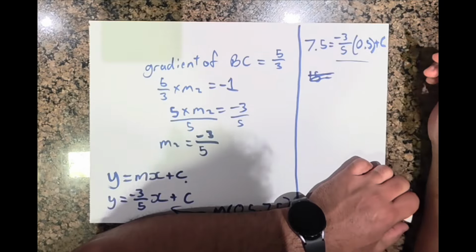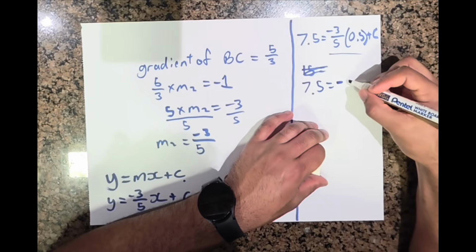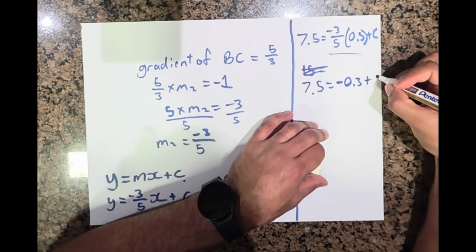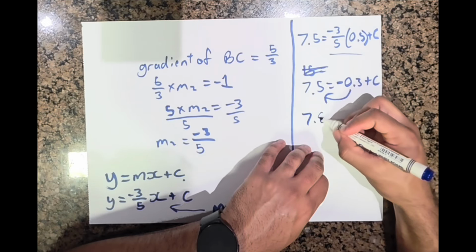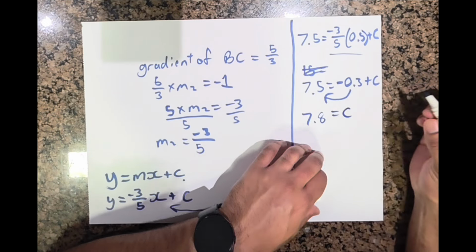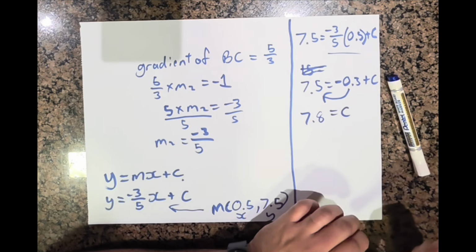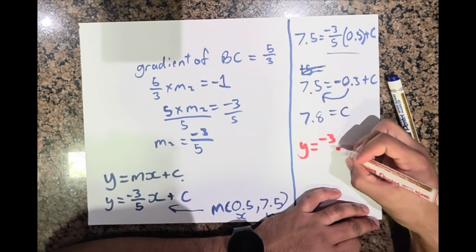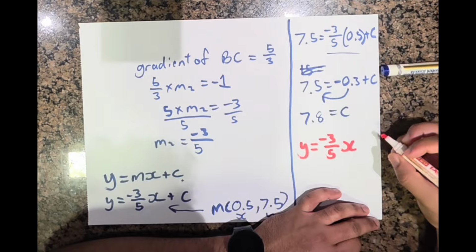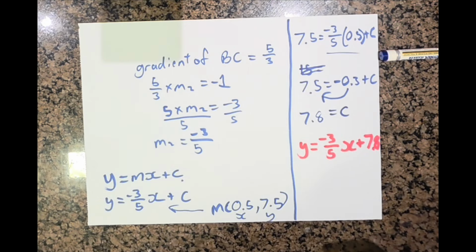So we're just going to open this up. If you put that in your calculator, we'll end up with negative 0.3 plus c, and then we'll just send this to the other side, and the sign is going to change, and that becomes 7.8. So that means the c value in the equation is 7.8. So the equation is, if we put that into here, y equals negative 3 over 5 x plus 7.8. And that's the equation.